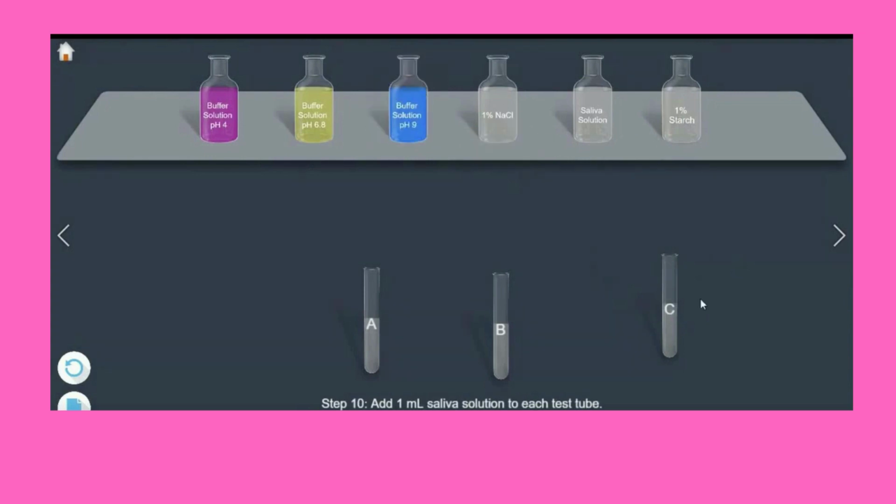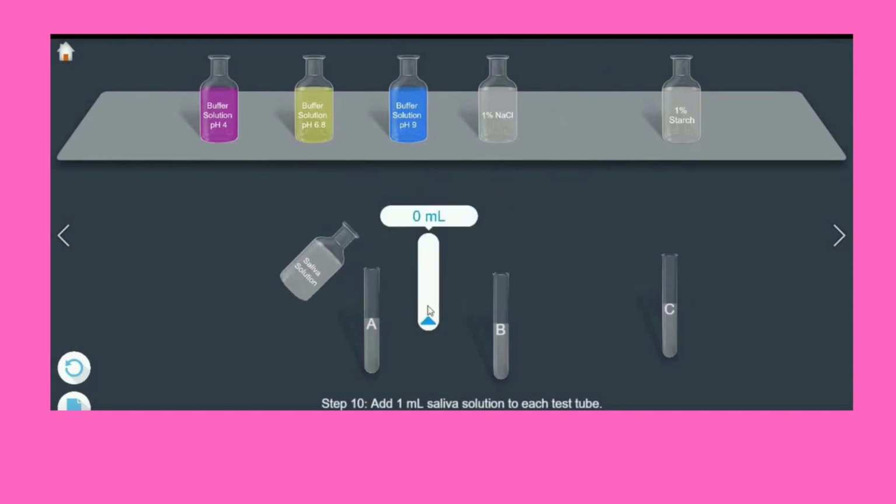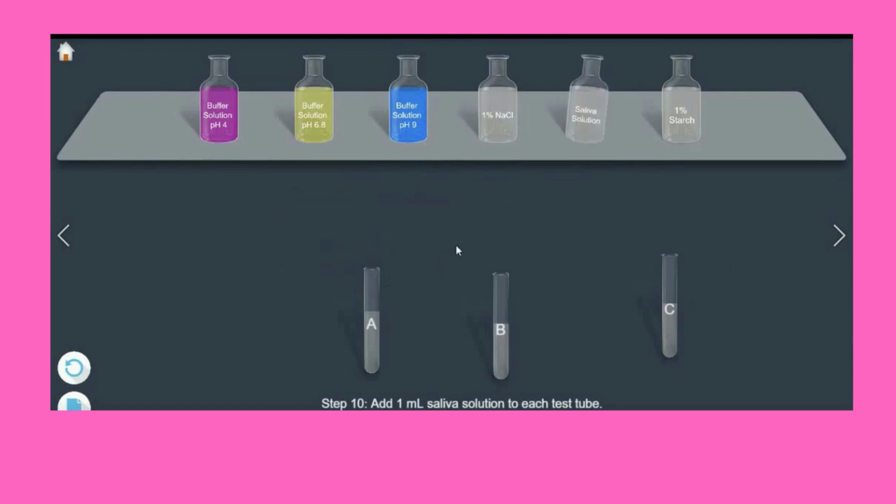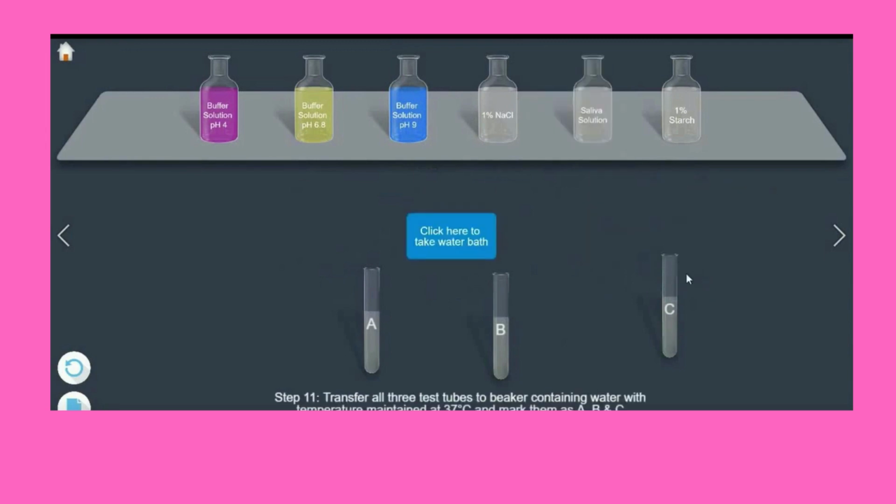Now, all those three sets of test tubes are to be transferred to a beaker containing water at 37 degrees Celsius. That is, we have to keep them on a water bath at 37 degrees Celsius. Before that, we have to add the saliva solution first, and then keep them on the water bath at 37 degrees Celsius.